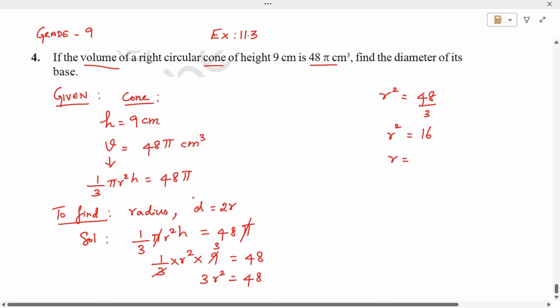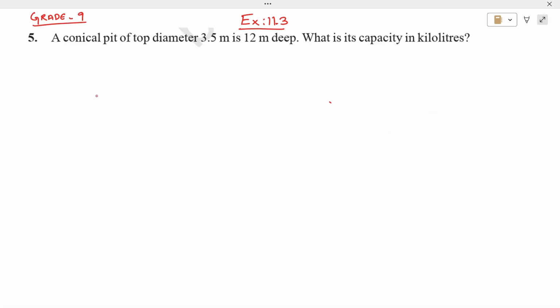So if you take the square to the other side, it becomes square root. So r is root of 16, which is 4. So r is 4 centimeter. But in my question, they're asking the diameter of the base. So diameter is equal to 2 times the radius, that is equal to 2 times 4, which is 8 centimeter. So conclude it.